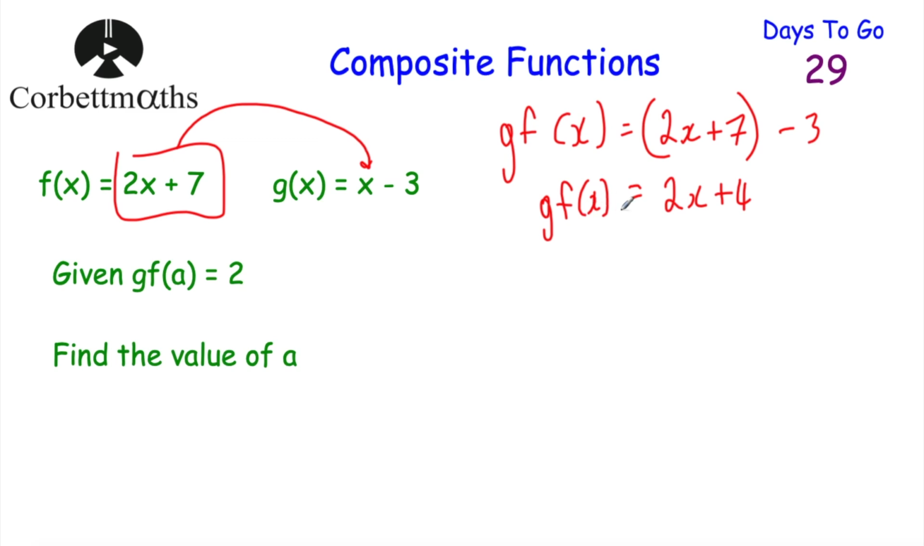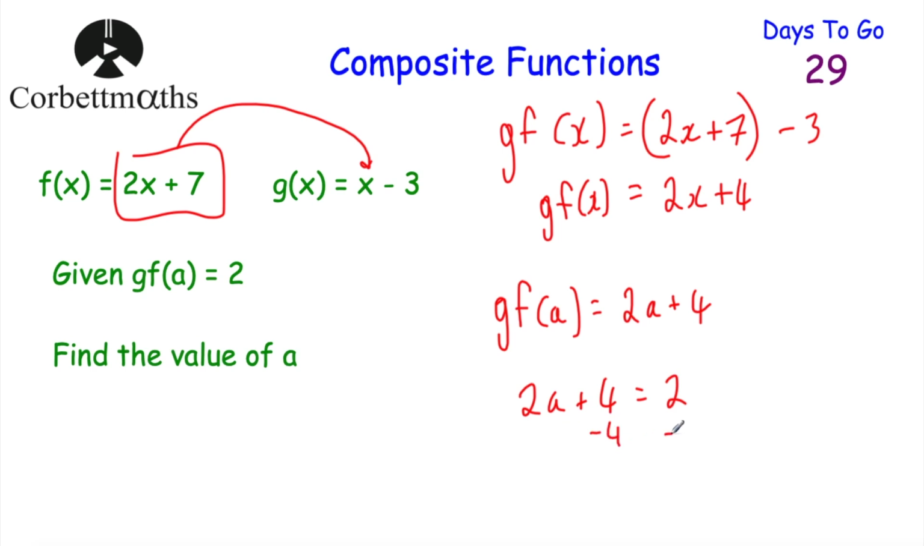Okay, so let's start off with a and apply the composite function. If we find gf(a), instead of x we would have a, so that would be 2a plus 4. That's what we get if we apply the composite function to a. But we're told it's equal to 2. So let's write 2a plus 4 equals 2, and solve this and find out what a is. And that'll be our answer.